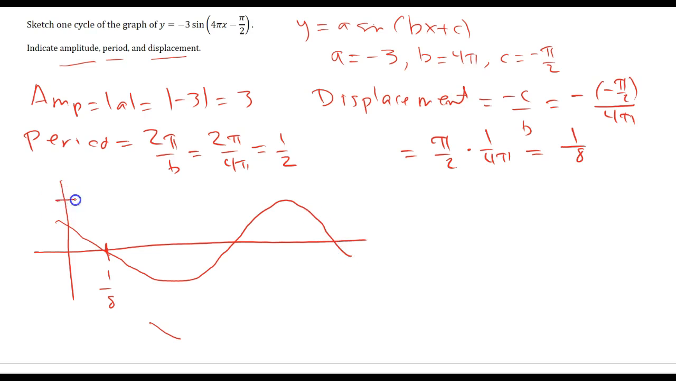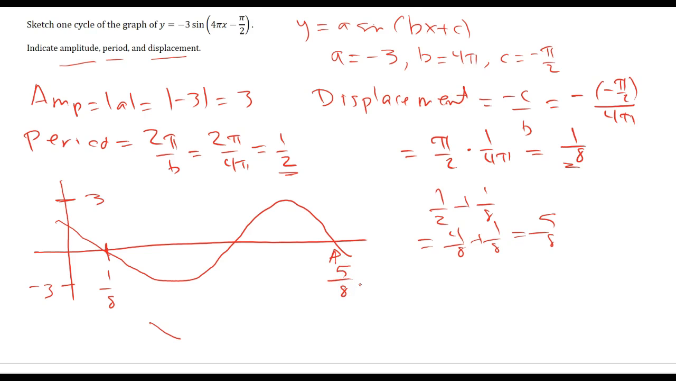The highest point here would be 3. The lowest point would be negative 3. We need to find the end point right here. And all we need to do really is simply to add the period and displacement. So it's simply 1/2 plus 1 over 8, which is 4 over 8 plus 1 over 8, which is 5 over 8. This point right here is going to be 5 over 8.